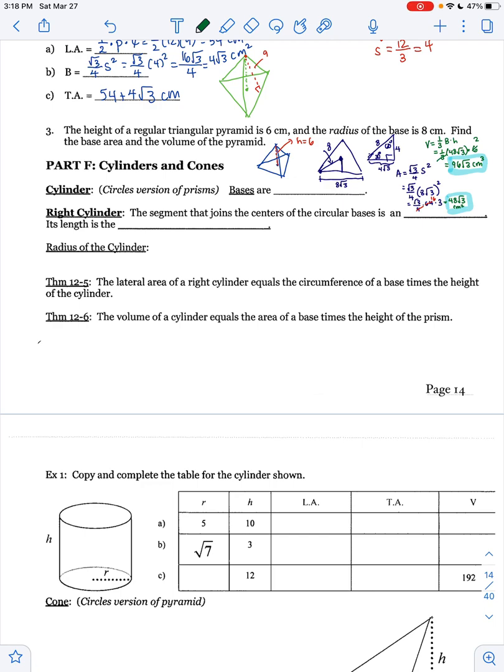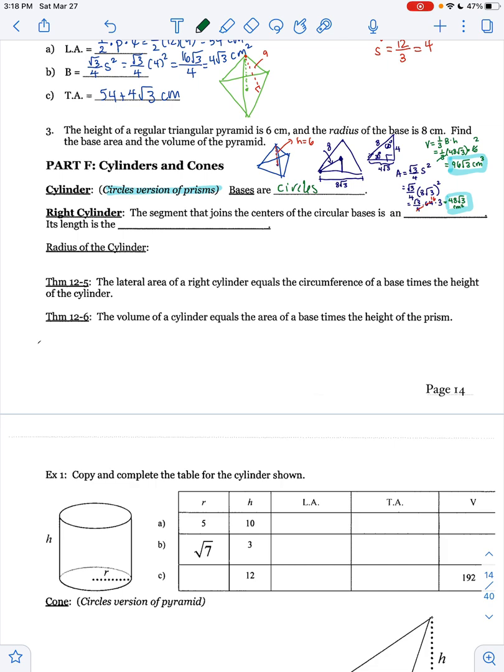Here we are on cylinders and cones. The first video is going to be on cylinders, the second one on cones. For cylinders, if we simply think about them as circle versions of prisms, where the bases are circles, it helps us to understand where the formulas come from.